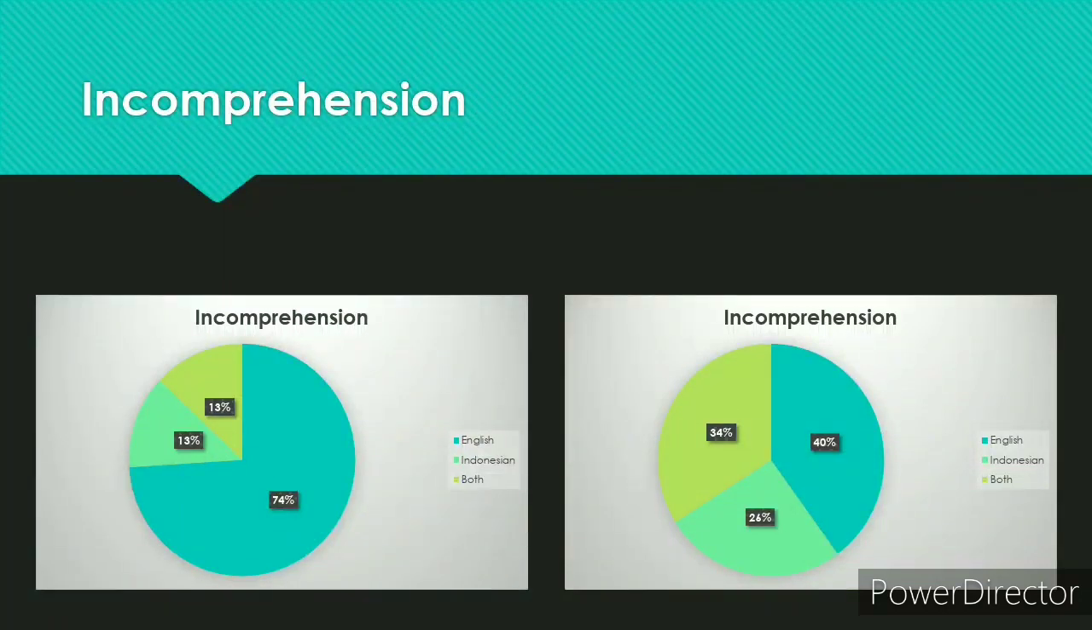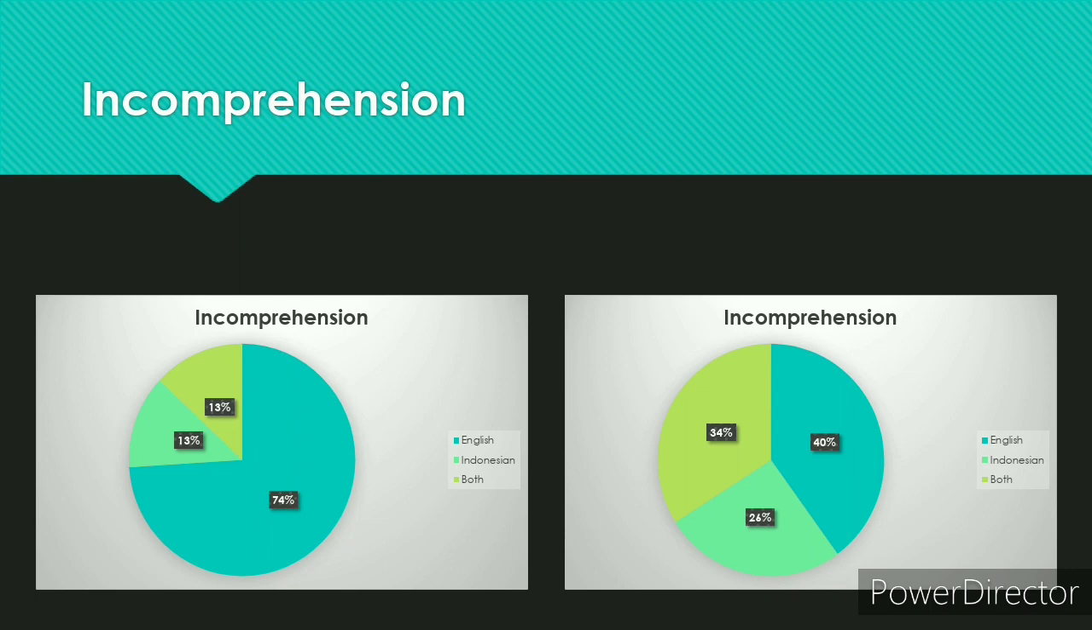Incomprehension is the polar opposite of comprehension. It is the misunderstanding rate, or how hard it is to understand the lesson because you don't understand the language. So it's called the misunderstanding rate or the incomprehension rate, how you don't understand something. So let's try to see the incomprehension rate for population new.